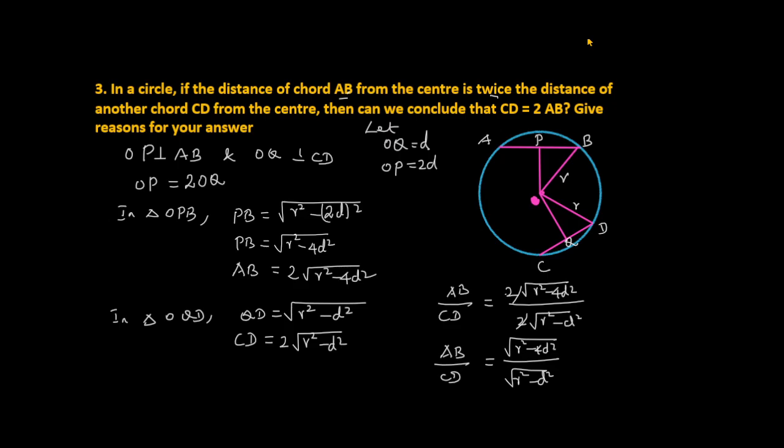If CD by AB were equal to 2, then we could conclude that CD is equal to twice AB. So now the given statement is wrong. It is not a correct statement.